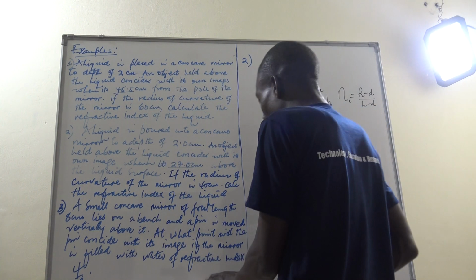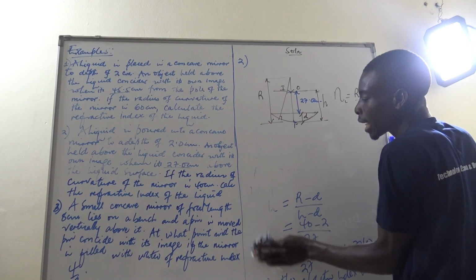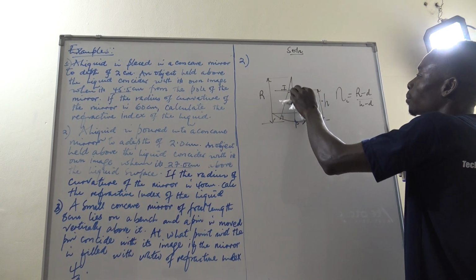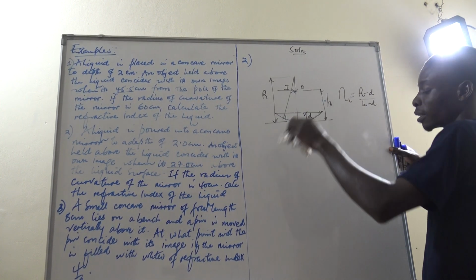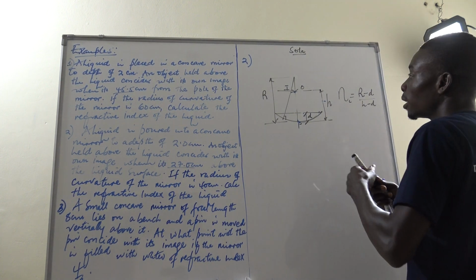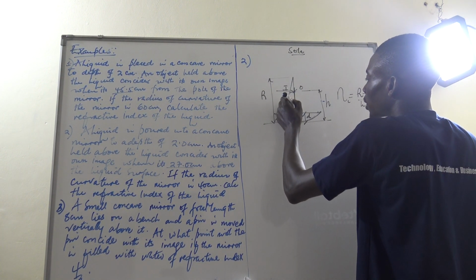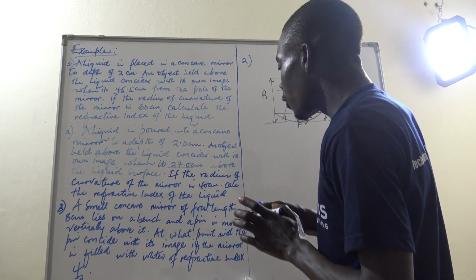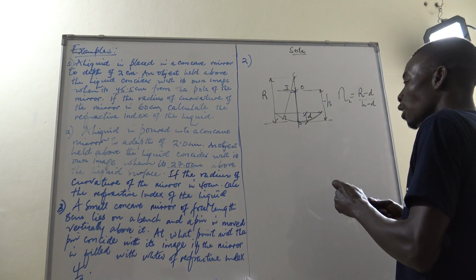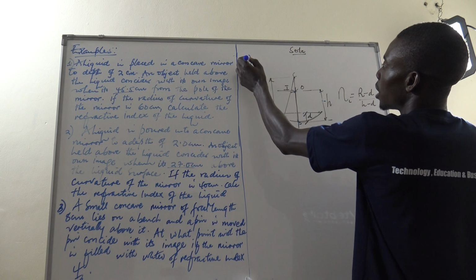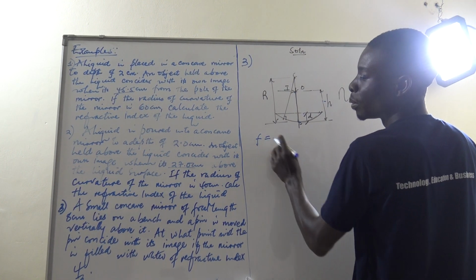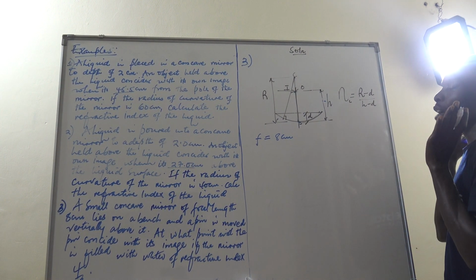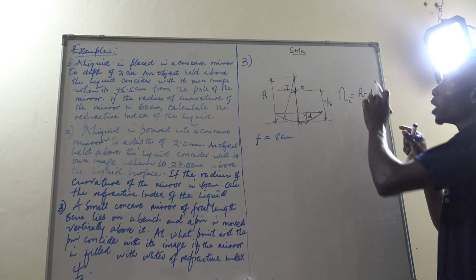Then lastly, let's briefly look at how we attack the last question very fast, and we move to some other thing. So still again, the question here is telling us that a smaller concave mirror of focal length 8. They have given you focal length. This is now number 3. F has been given as 8 centimeters. But remember, in our formula of refractive index, we have no provision for focal length. Therefore, we need radius. Okay?